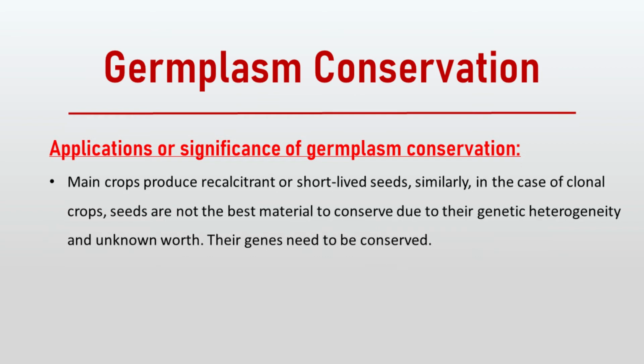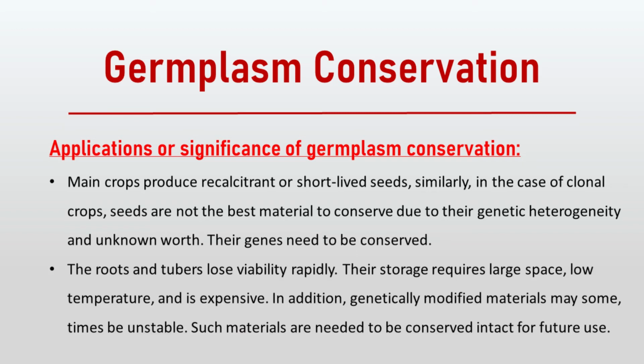Main crops produce recalcitrant or short-lived seeds. Similarly, in the case of clonal crops, seeds are not the best material to conserve due to the genetic heterogeneity and unknown worth. The genes need to be conserved. The roots and tubers lose viability rapidly. Their storage requires large space, low temperature, and is expensive. In addition, genetically modified materials may sometimes be unstable. Such materials are needed to be conserved intact for future use.